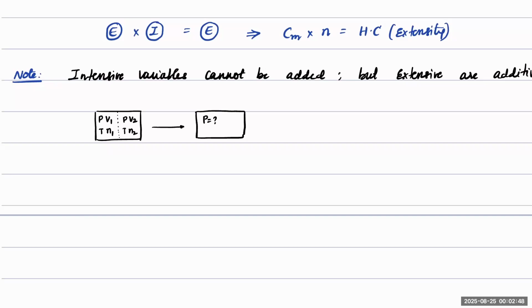What is the final temperature? But when it comes to volume, I can say it is V1 plus V2, definitely. Number of moles, I can write it as N1 plus N2, correct? But we cannot say the pressure is equal to P1 plus P2 or 2P in this case. We cannot say that, right? So intensive variables cannot be added, but extensive variables can be added. Got it?